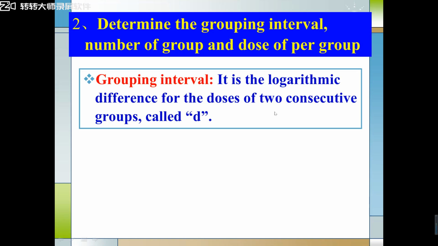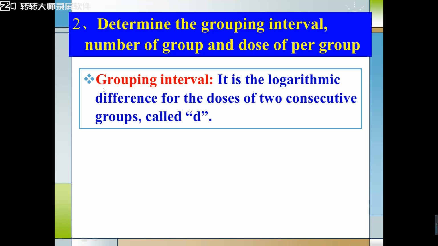That means the second group compared to the first group, the third group compared to the second group, the fourth group compared to the third group, the fifth group compared to the fourth, and the last group, the sixth group, compared to the fifth group. They are two consecutive groups. And later, each group uses different doses, drug doses.